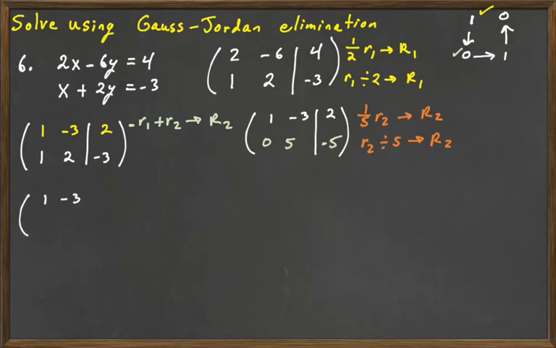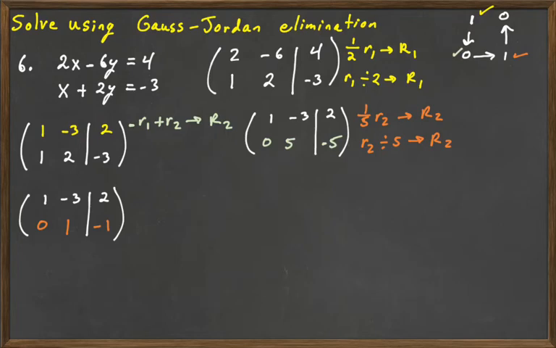So we're just replacing row 2, so row 1 is going to stay row 1. So row 1 is 1, negative 3, and 2. And 0 divided by 5 is still 0. 5 divided by 5 is 1. And negative 5 divided by 5 will be negative 1. Okay, so now we're 3/4 of the way there.